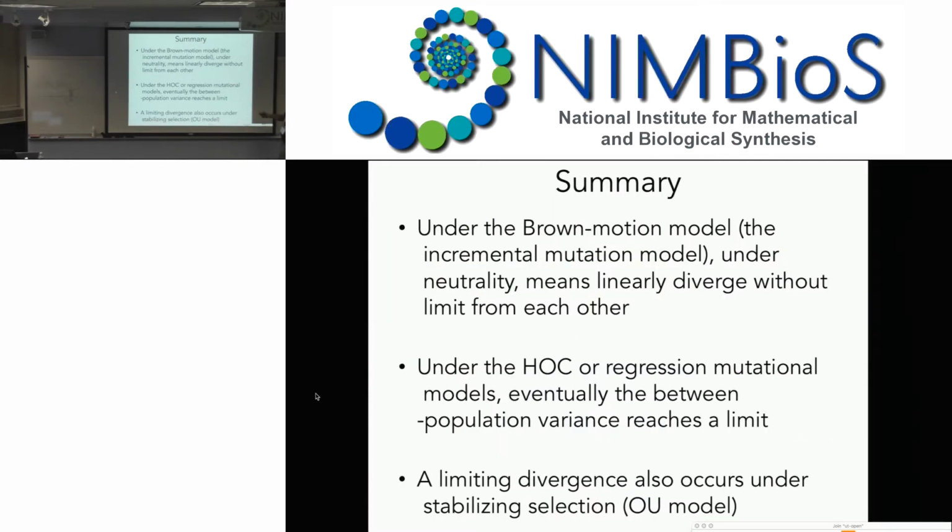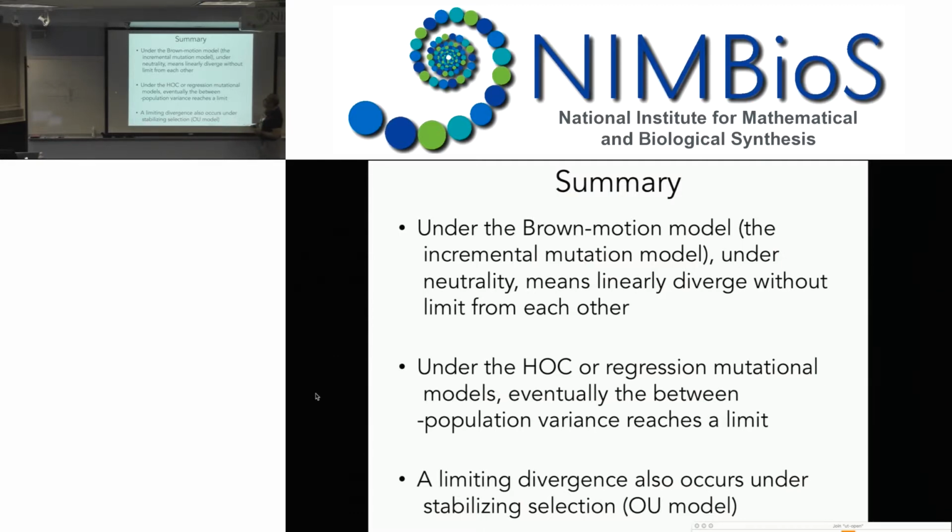So, summary, again, we'll come back to talking about Ornstein-Uhlenbeck in a little bit. Under the Brownian motion model, the mutational increment, under neutrality, the means diverge linearly without limit with respect to each other. Under the house of cards or regression mutational model, eventually you reach a limit, although it may take quite a while. This time scales as the mutation rate, not the mutational variance. So a limiting amount of divergence could occur because I've got stabilizing selection, Ornstein-Uhlenbeck, or it could occur because of some feature of how new mutations arise.